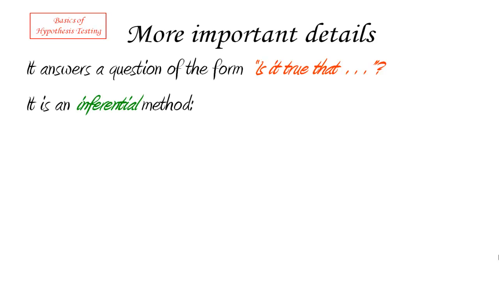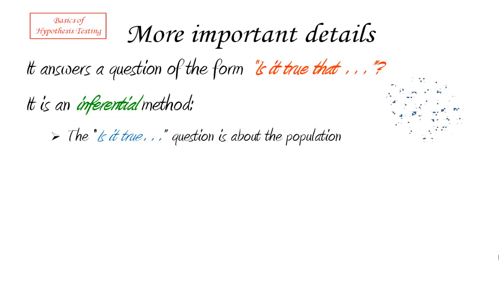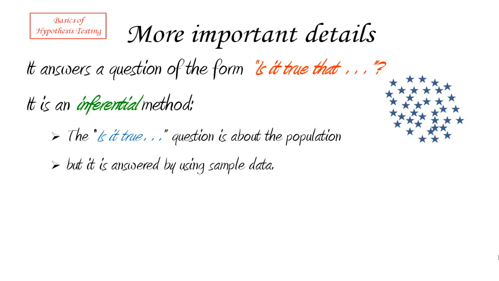In fact, from here on, we're going to be dealing always with inferential methods. But what does that mean? It means that the is-it-true question is actually about the population, everyone to whom we want to apply the results of our research. But it is answered by using sample data. So we're missing a lot of the information. We're only using a little sample to figure out what's going on in the whole population.